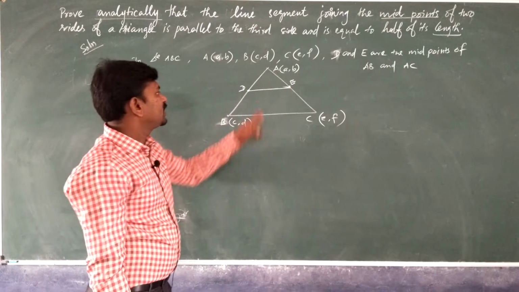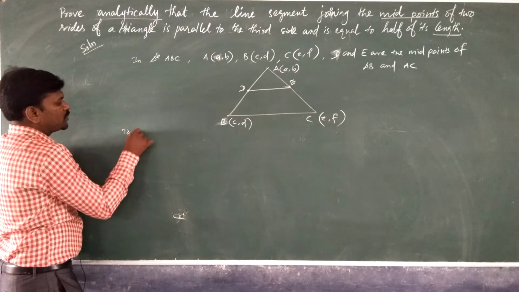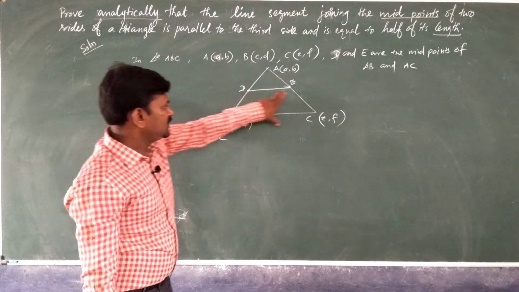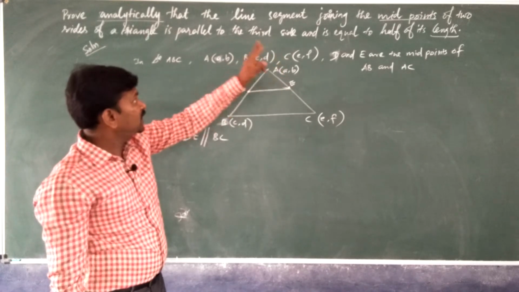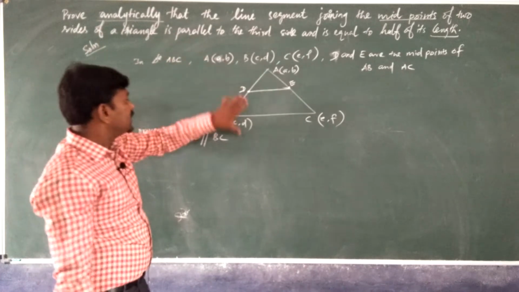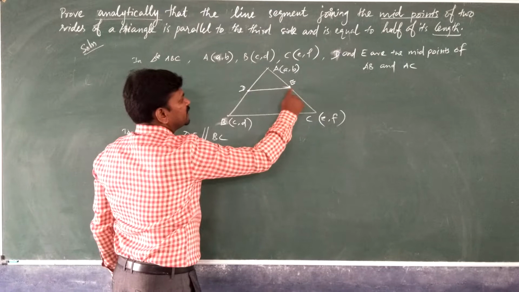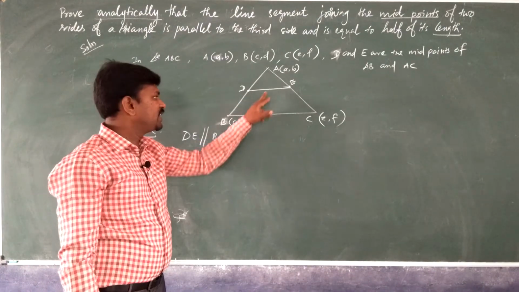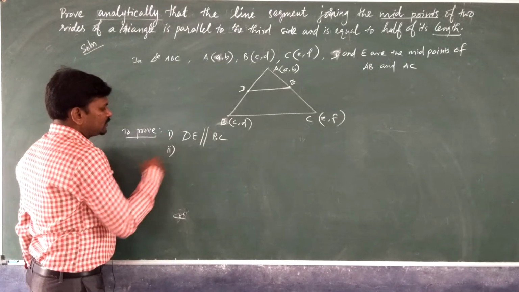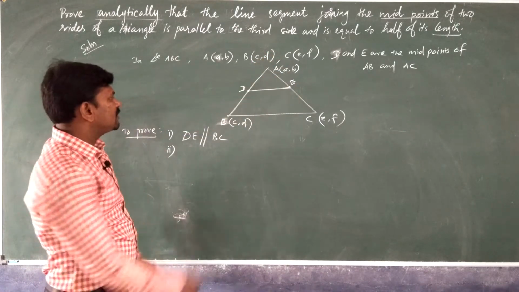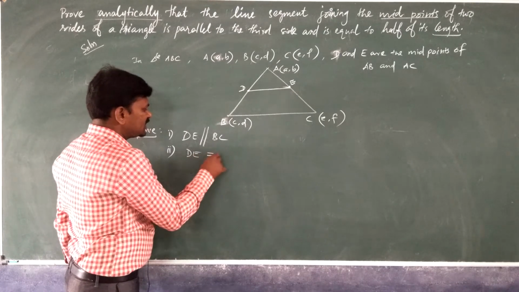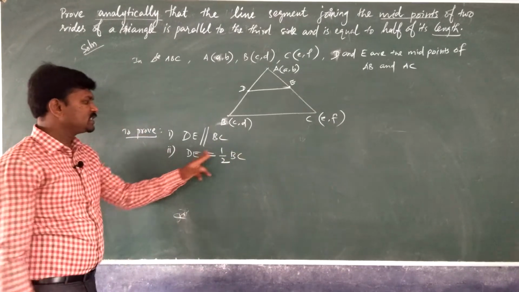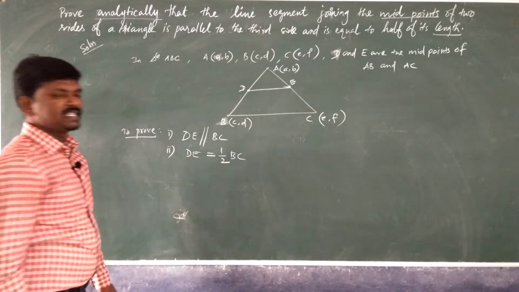So what we have to prove is that DE is parallel to BC, that is, the line segment joining the midpoints of two sides of a triangle is parallel to the third side. And second, that line DE is equal to half of the length of the third side BC. DE is half of BC. These are the 2 things that we have to prove in this question.